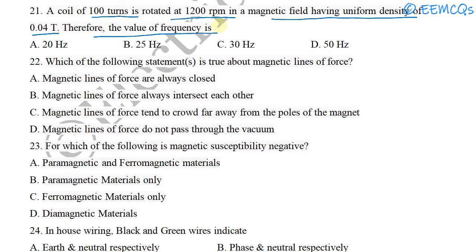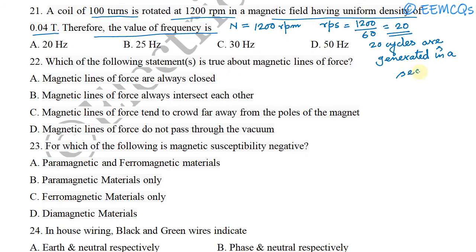Basically the frequency of generated EMF is directly related to the RPM at which the coil is being rotated. Here the RPM N is equal to 1200 RPM. So the revolution per second or RPS will be 1200 divided by 60, that is 20. That means 20 cycles are generated in a second. So the frequency of the generated EMF will be 20 Hz. Hence we can say that option A here is the correct option.